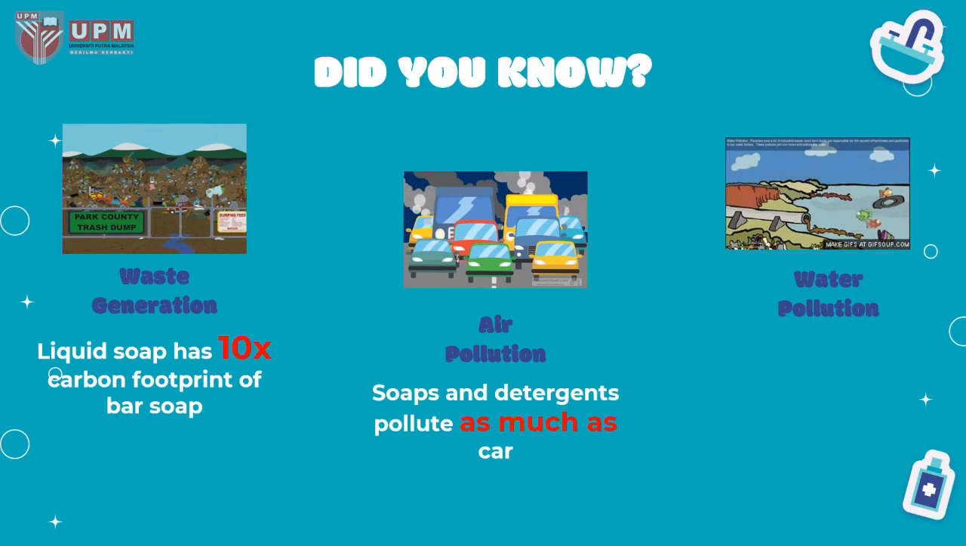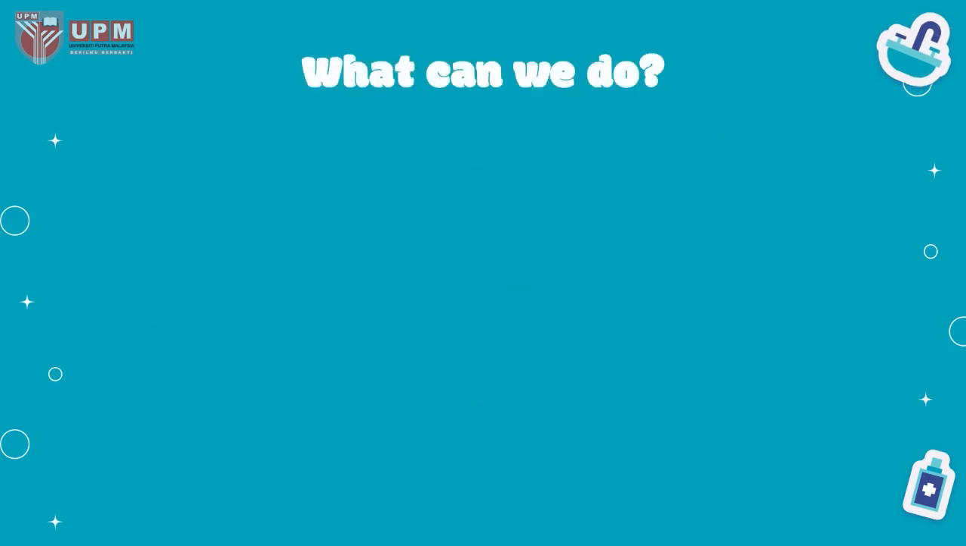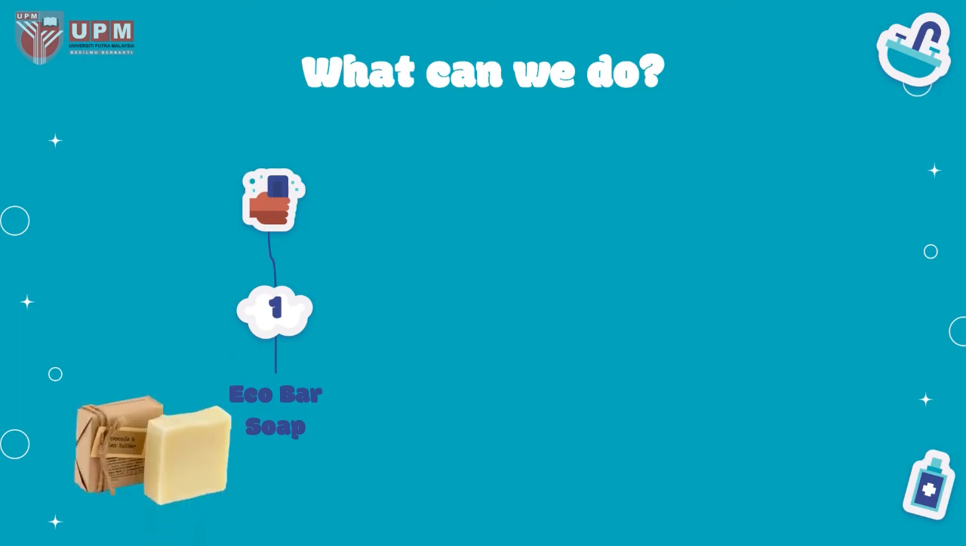Did you know, 1 ounce of biodegradable soap needs to be diluted in 20,000 ounces of water to be safe for the fish? So, what can we do? Use eco bar soap. Soap that is wrapped using paper or cardboard, and besides, only uses 30% less water than liquid soap. It also has a greener manufacturing process.